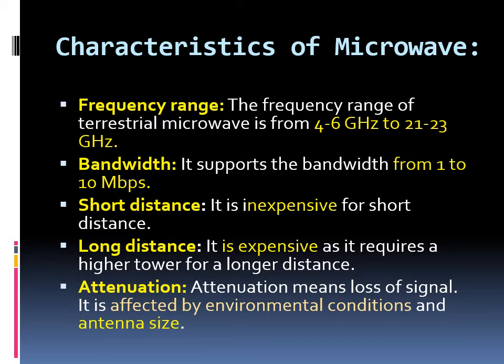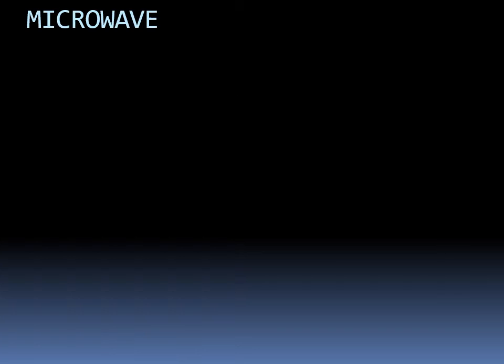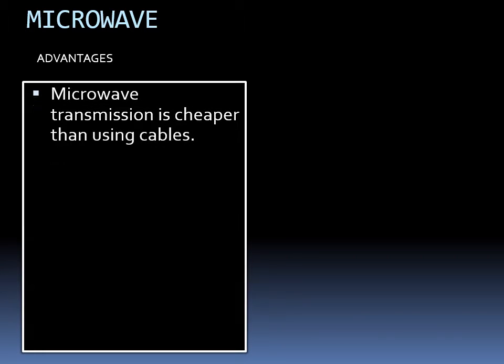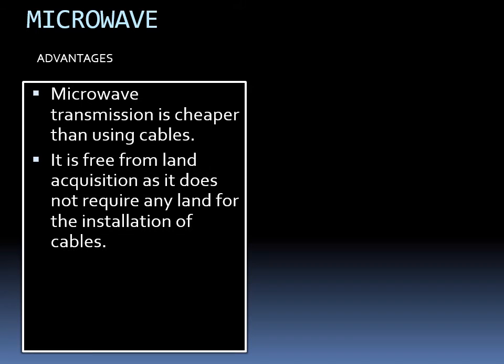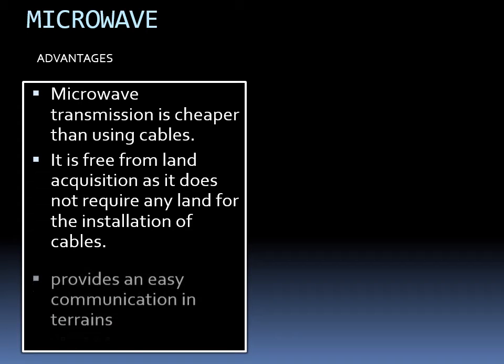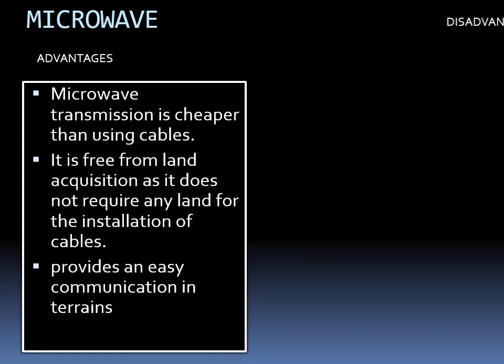Here attenuation means the loss of signals. It is affected by environmental conditions. Now the advantages of microwaves. It is very cheap transmission, much cheaper compared to cables, and it is free from land acquisition, so there is no need for any land or installation cost like with cables. And it gives easy communication over terrains also.